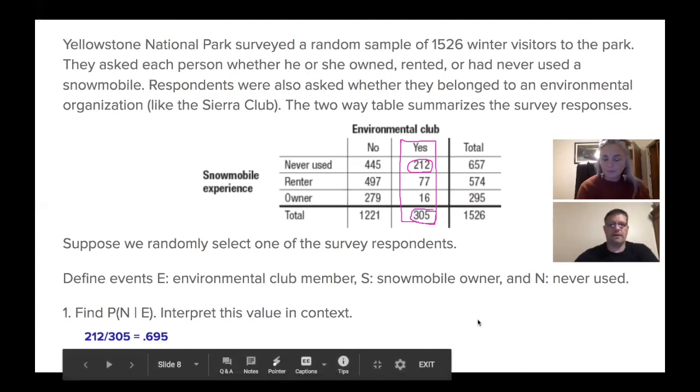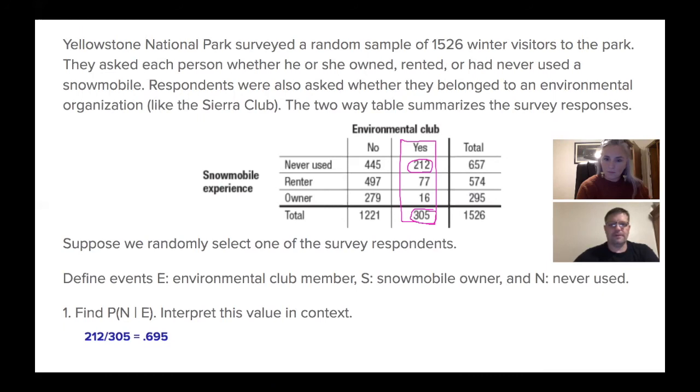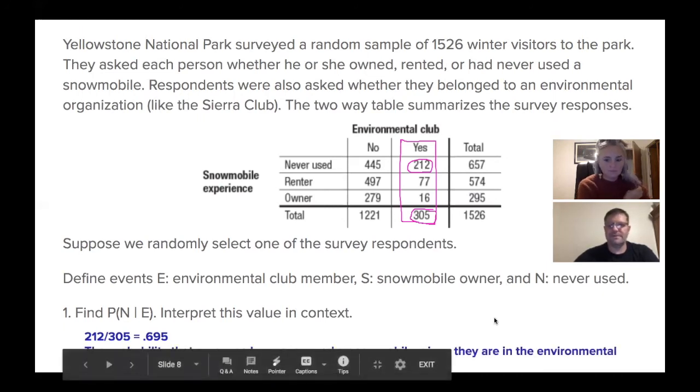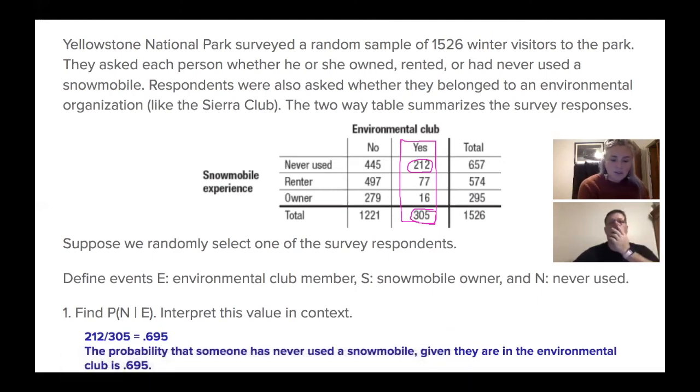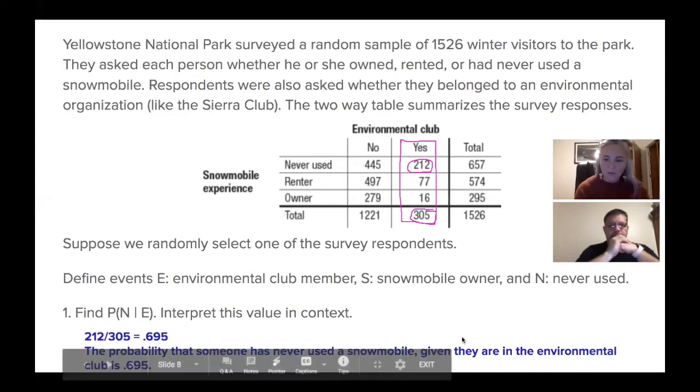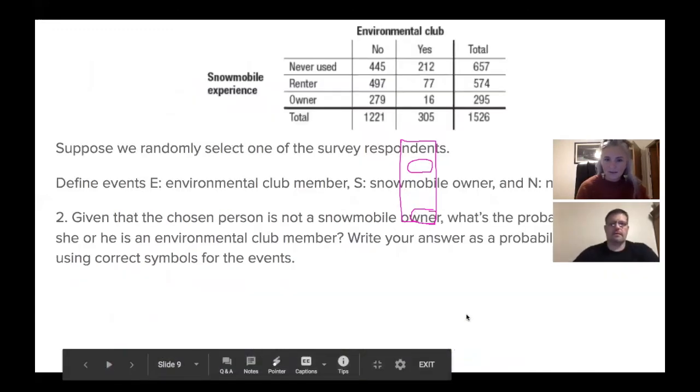So those are the environmentalists who never used a snowmobile. There's a lot of ways you could say this, but this is the probability that someone has never used a snowmobile given that they are in the environmental club. And it is 0.695. Good job, Mr. Bobby. You're brilliant.